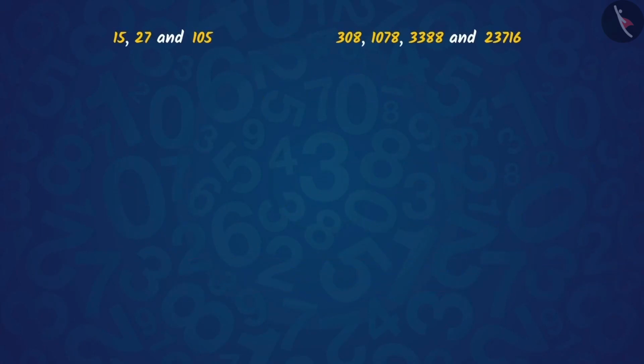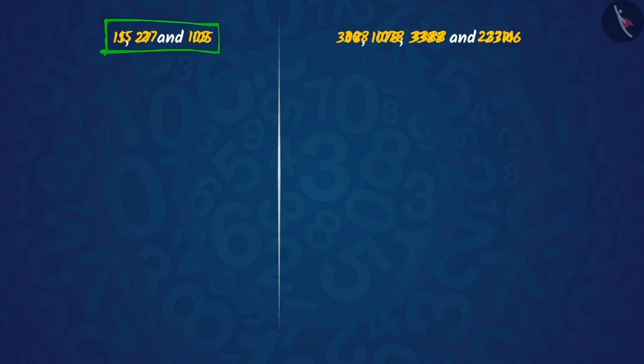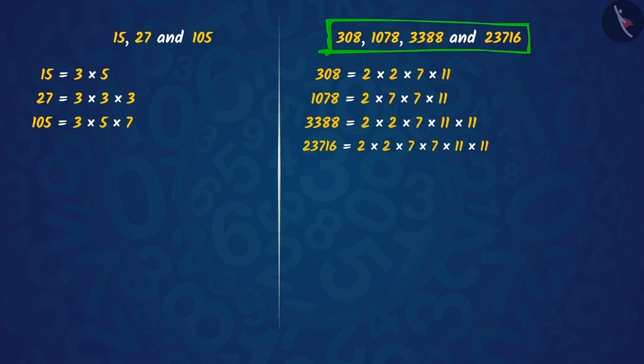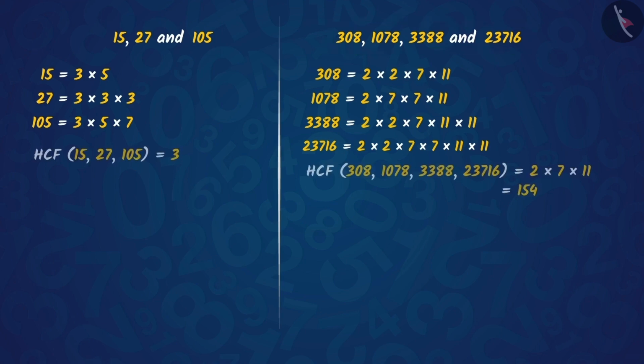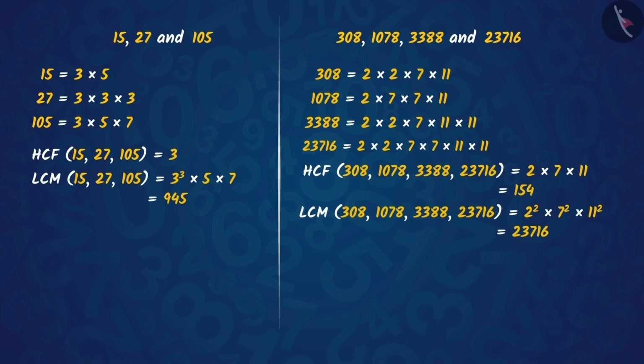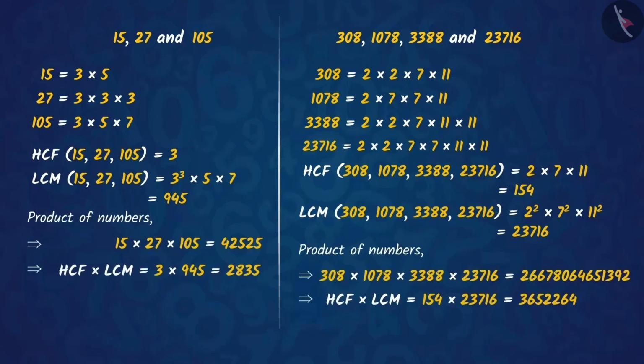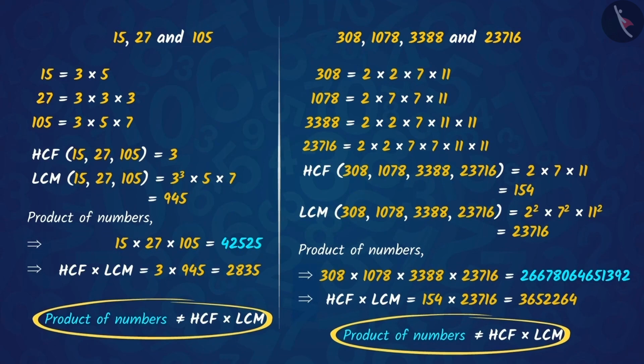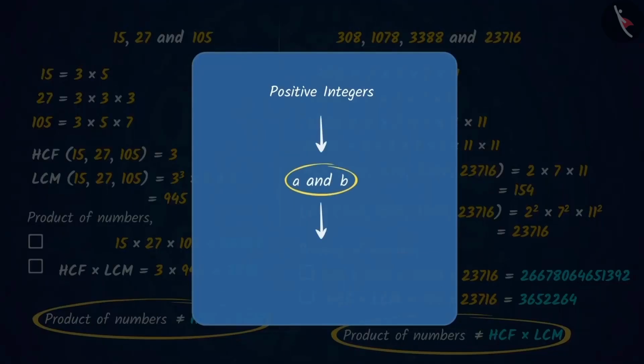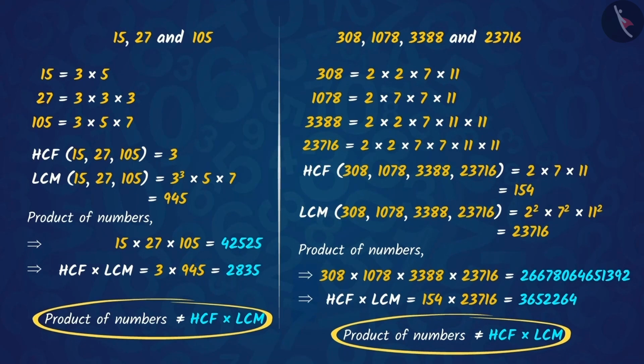Now the question arises whether the same rule is applicable if we take more than two numbers. Let's examine this with the help of two examples. We shall take the HCF and LCM of 3 numbers in the first case and 4 numbers in the second case. On solving, you will find that the product of numbers and the product of their HCF and LCM are not equal. Thus, we can say that this statement is not valid for more than two positive integers. You can also test this by taking any group of numbers yourself.